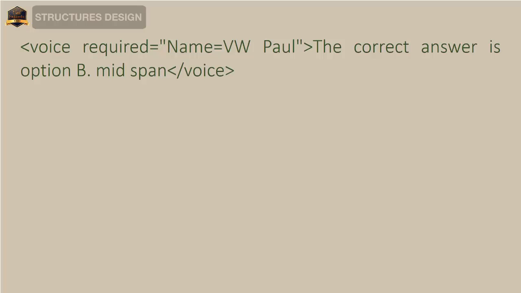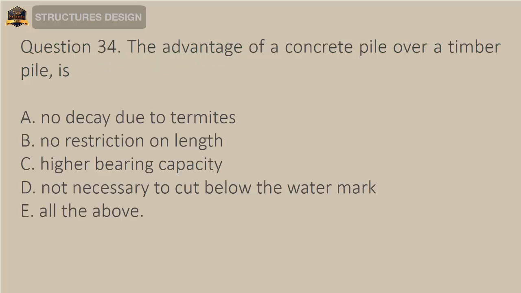Question 34. The advantage of a concrete pile over a timber pile is A, no decay due to termites, B, no restriction on length, C, higher bearing capacity, D, not necessary to cut below the watermark, E, all the above. The correct answer is option E, all the above.